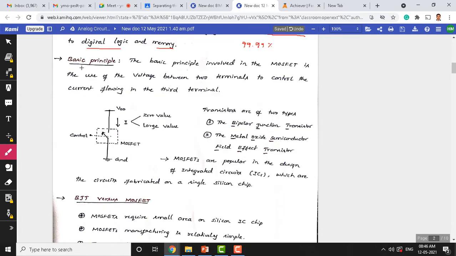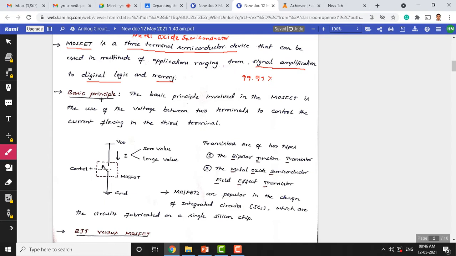Let's look into the basic principle of operation of all three-terminal devices. Though we have shown this basic principle in relation to the MOSFET, it is generally applicable for all three-terminal devices. The basic principle involved in the MOSFET is the use of voltage between two terminals to control the current flowing in the third terminal.